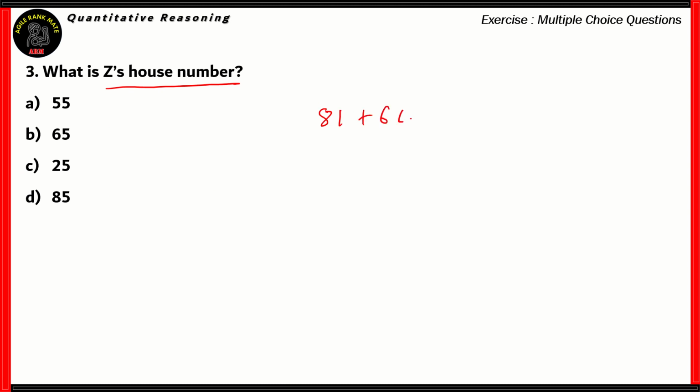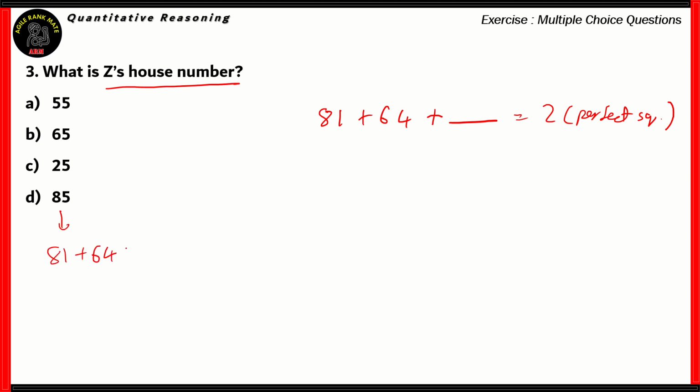81 plus 64 plus blank gives us 2 times a perfect square. Alright? So all we have to do is substitute the options into this particular equation and we'll find out the right option. So let's start off with 85, shall we?